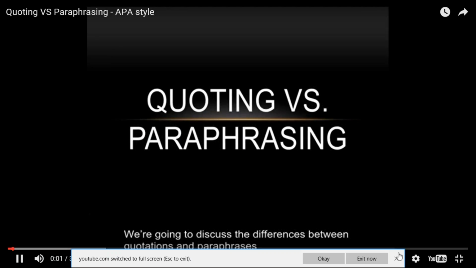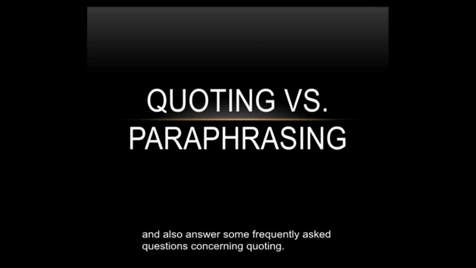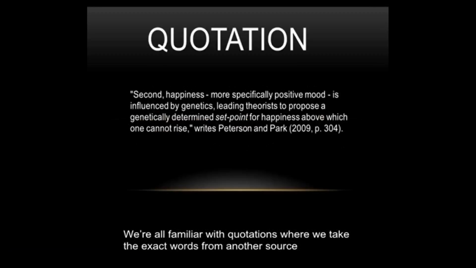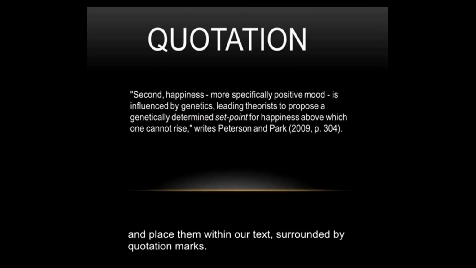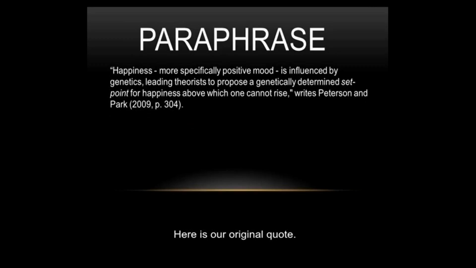We're going to discuss the differences between quotation and paraphrase, and also answer some frequently asked questions concerning quoting. We're all familiar with quotation, where we take the exact words from another source and place them within our text surrounded by quotation marks. Paraphrase is different. Here's our original quote. Happiness, more specifically positive mood, is influenced by genetics. Eating adherence is supposed to genetically determine set point for happiness, above which one cannot rise, by Peterson and Harper, 2009, page 3 or 4.